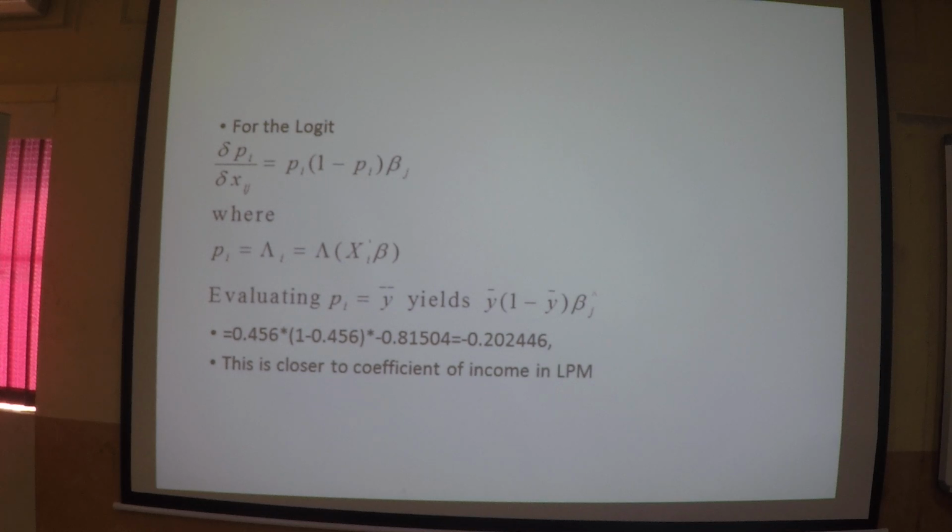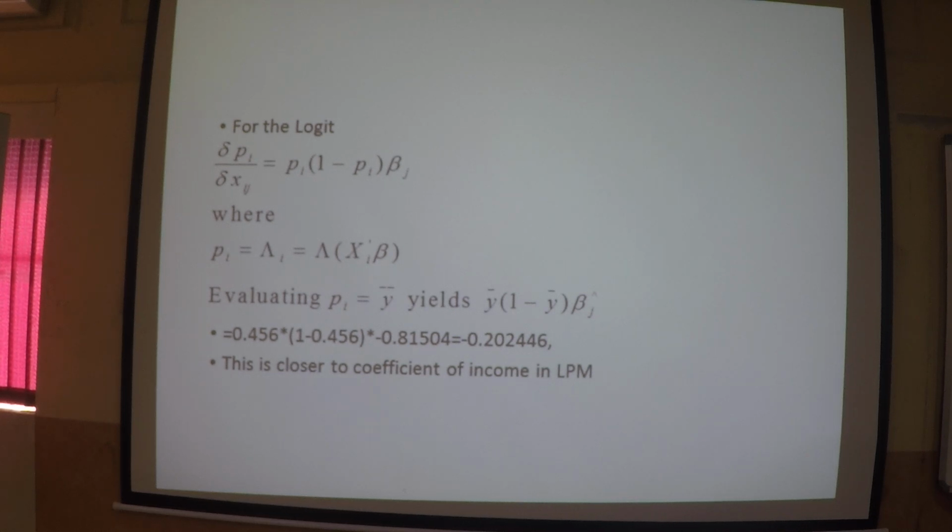Because y bar here is 0.456, 45% of the people in the sample were working. So instead of y bar, if you put 0.456, and this continues to be 1 minus y bar because that's our estimate, and beta j was found to be minus 0.81504, you get the value of this derivative as minus 0.2246, which is actually quite close to the linear LPM model. For the LPM model it is minus 0.16, whereas for the logit model it is minus 0.2246.